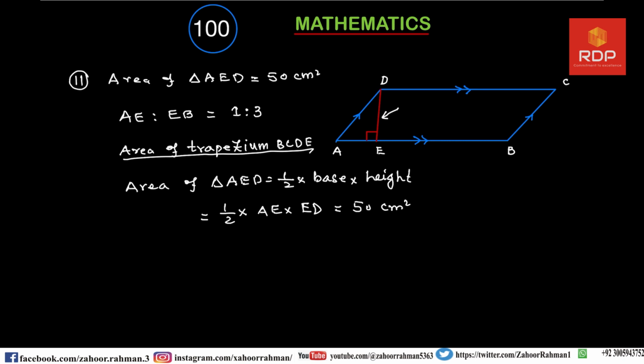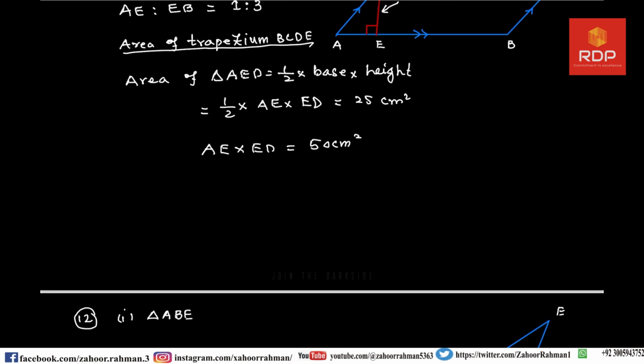So in this regard we can say that 1/2 of AE multiplied by ED is equal to 25 centimeter square, which means AE multiplied by ED is equal to 50 centimeter square. So we are getting this. Now we will utilize this in the subsequent steps, so keep this in mind.